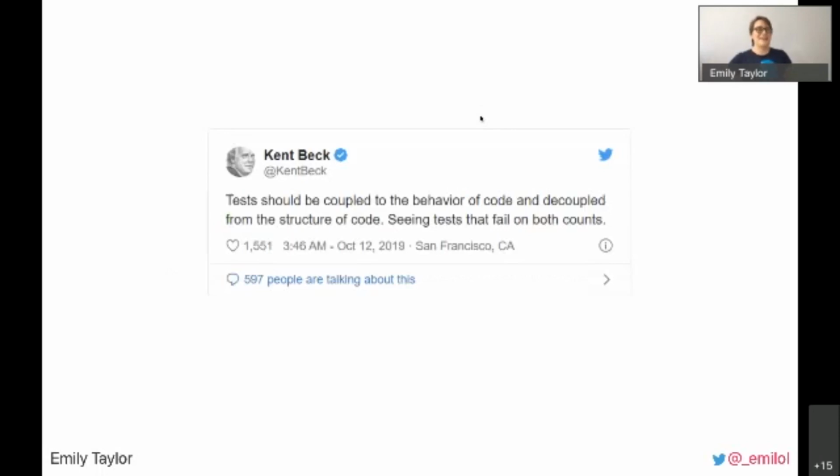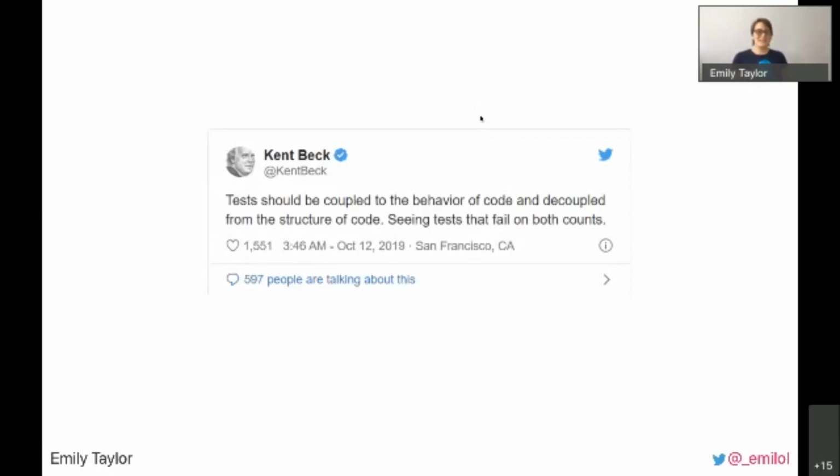Now, all of this you might be saying is based on books from decades ago or back in the 70s, right? Maybe the conversation's evolved. Maybe we've moved on. Maybe there's good reasons we don't think about this that way anymore. Well, it turns out here's Kent Beck, end of last year, saying tests should be coupled to the behavior of code and decoupled from the structure of code. And he's seeing tests that fail on both counts. So these ideas are still sticking around today.